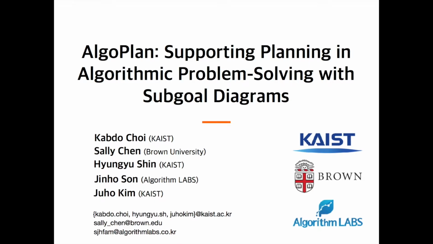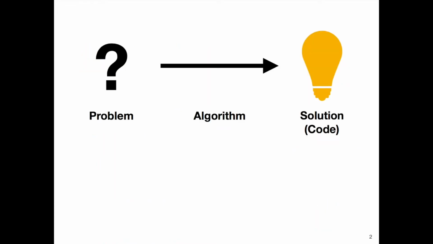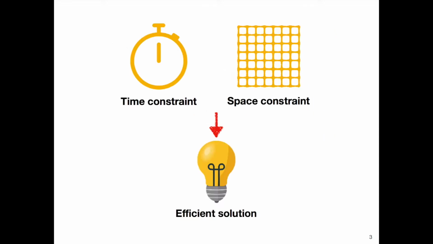In this video, we are going to introduce our work, AlgoPlan, supporting planning in algorithmic problem solving with subgoal diagrams. Algorithmic problem solving refers to problem solving where learners need to design algorithms that solve the problem. Also, they need to implement it. The problem normally has a tight time and space constraint, so learners need to design efficient solutions.